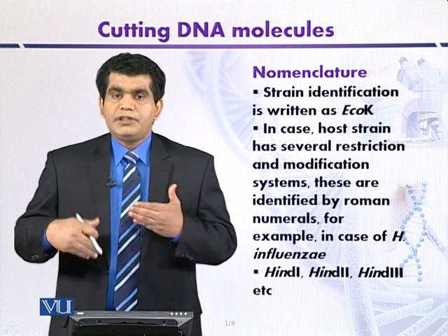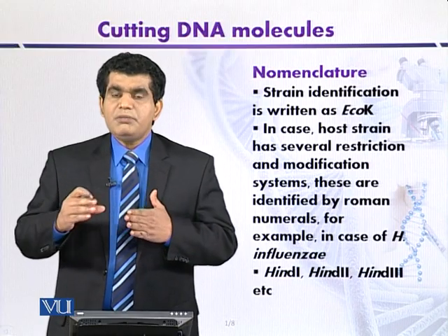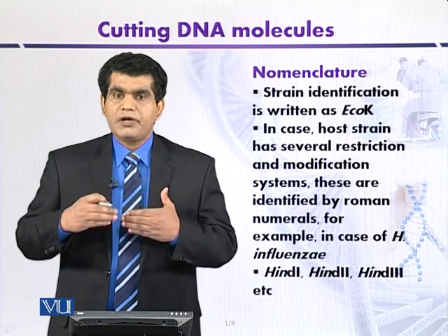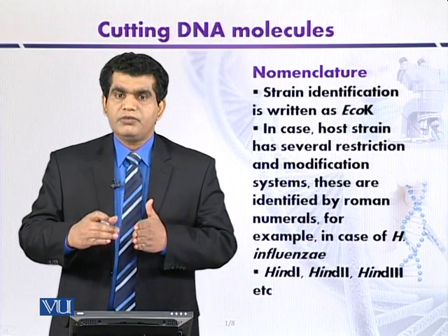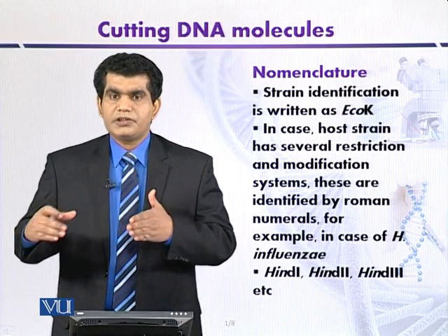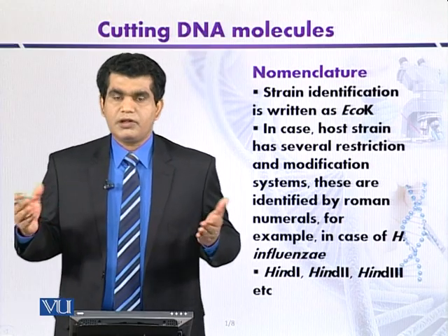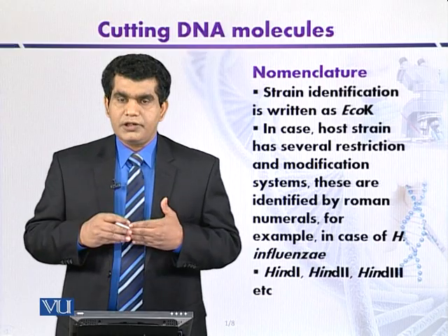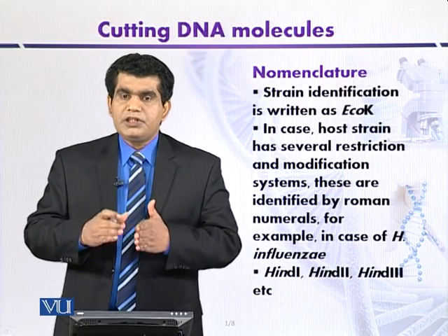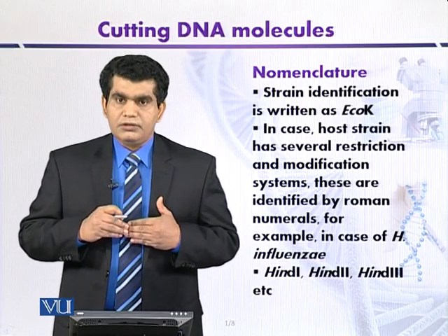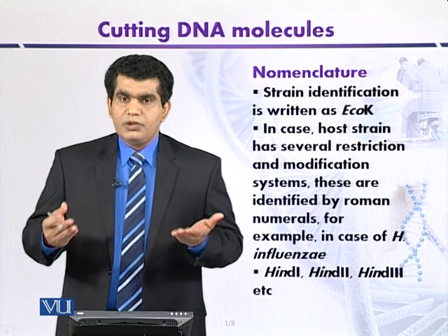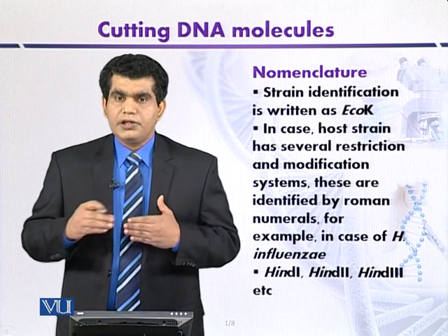Then in the second step, the name of the strain can also be given. A single species of microbe may be represented by different strains that may be isolated from different ecological sites. So the strain name is included after the species name. Like the E. coli strain K is written as ECO K.